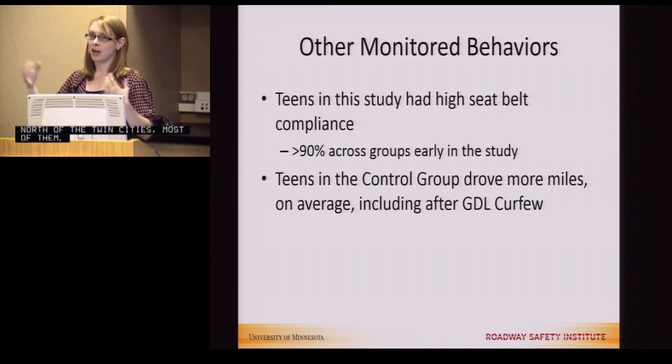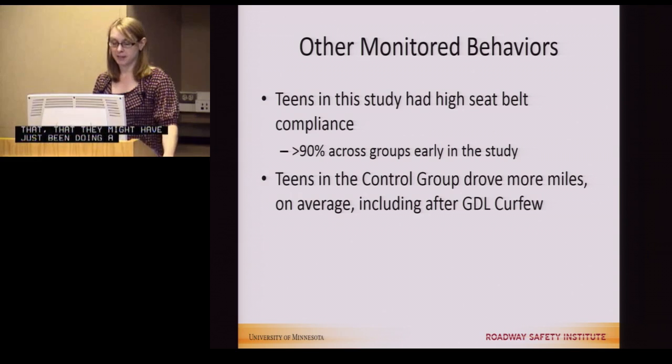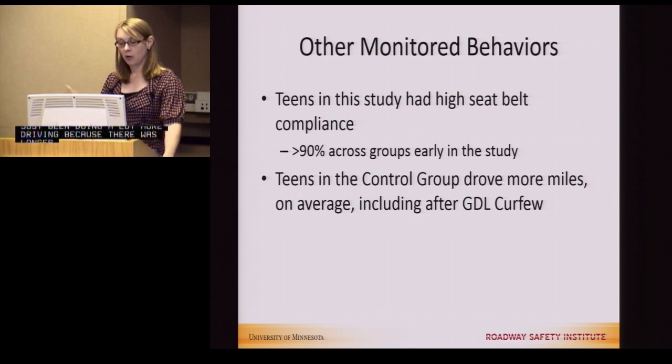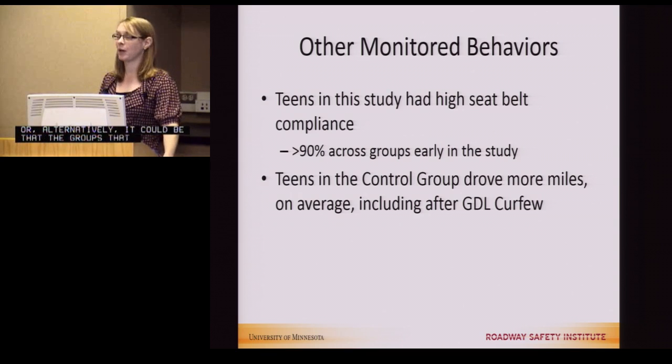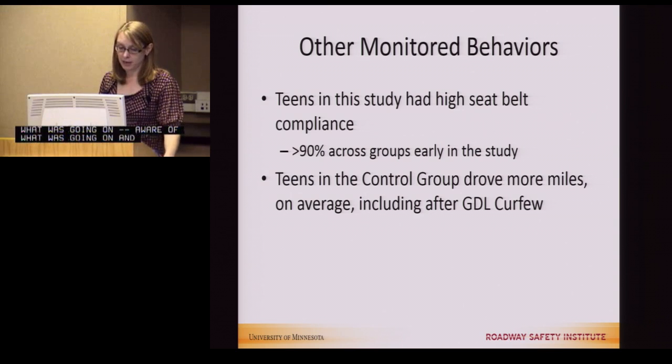And I suspect now, in hindsight, looking at that, even though we tried to match by commuting rate and population and things like that, that they might have just been doing a lot more driving because there were longer distances between things. Or alternatively, it could be that in the groups that had the feedback system, the parents were a little more aware of what was going on with their teens' driving and limited their driving more. But we can't say that definitively right now.